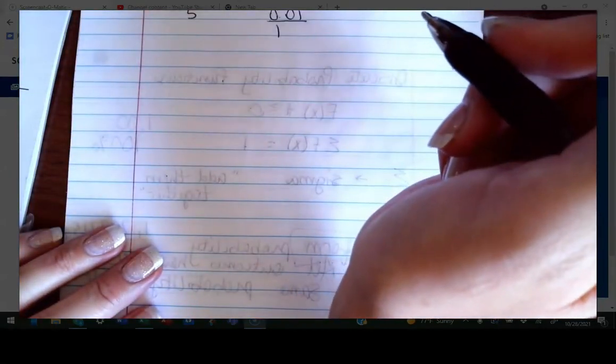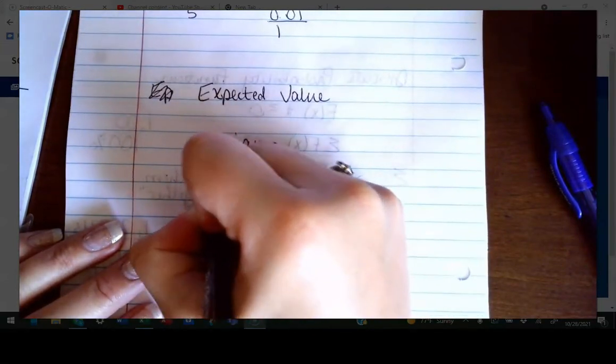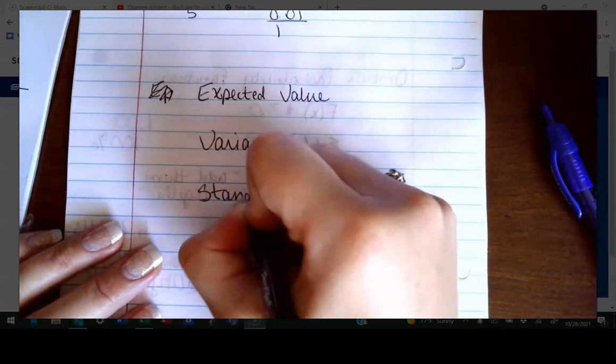All right, in section 5.3, we're going to talk about three big concepts. One is called expected value. One is called variance. And one is called standard deviation.